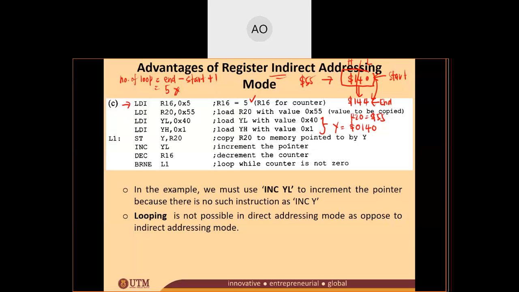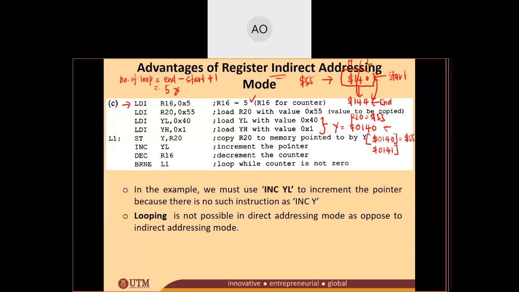Alright, so next, what are you going to do? We store the data to this address by using the ST instruction. So ST Y, R20. What happens is, the value from R20 is stored to the address pointed to by Y, which is address 0140. So address 0140 will have the value 55. And then we're going to increase the address so that the next address will be 0141.